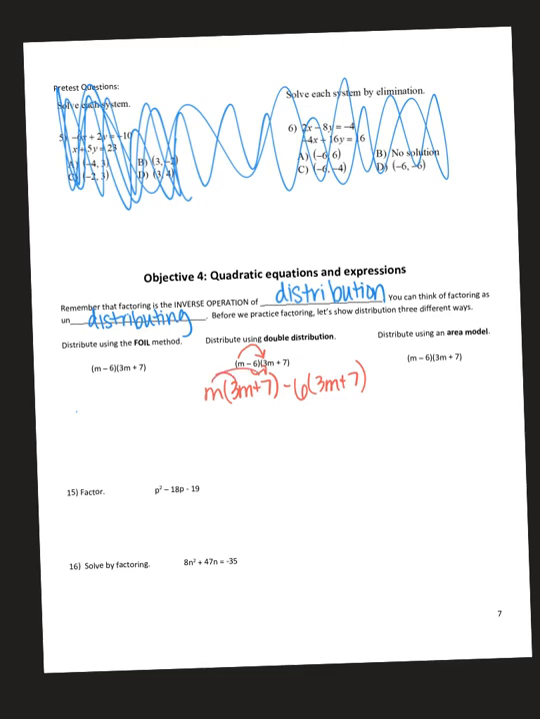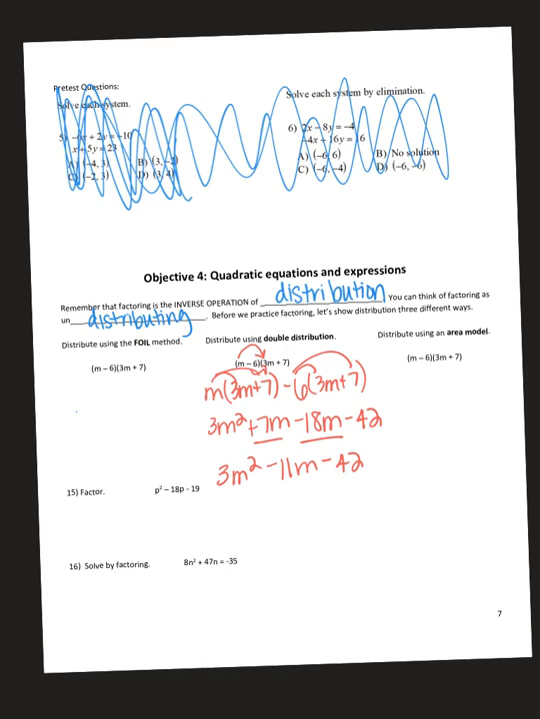So we're going to distribute an m. M times 3m is 3m squared. M times 7 is 7m. Distribute a negative 6. We get negative 18m. And negative 6 times 7 is negative 42. And then we're going to combine like terms. So it's negative 11m. And we get the same trinomial, 3m squared minus 11m minus 42.